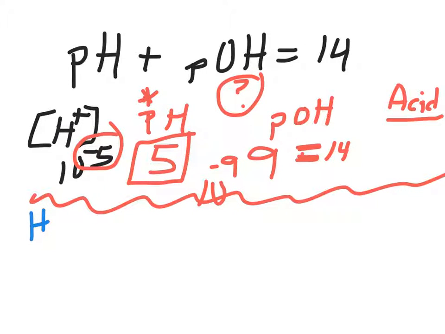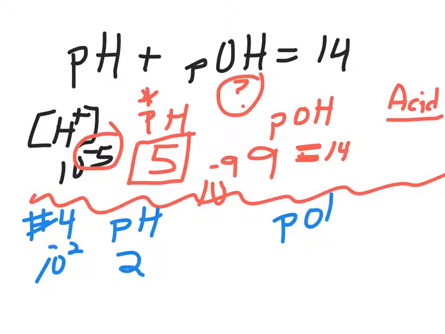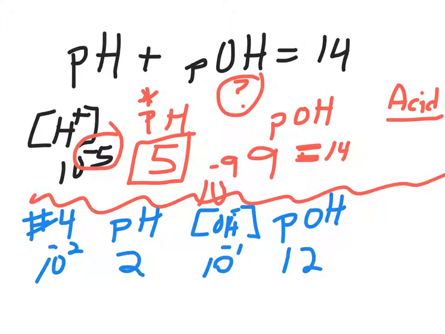How do you tell if it is acid or base? For number 4, what were they giving you? 10 to the negative 2. So they're giving you the logarithm for hydrogen, which gives you the pH. So your pH is 2. Because your pH is 2, your pOH is 12. Very good. And my logarithm for the hydroxide is going to be 10 to the negative 12.